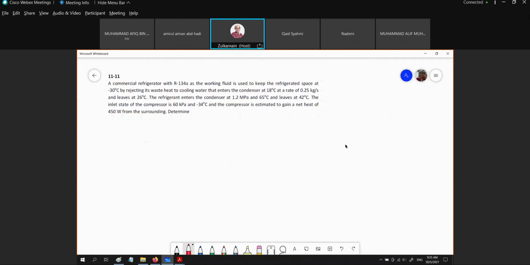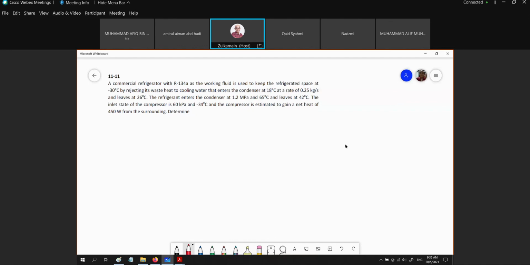A commercial refrigerator with R134A as the working fluid is used to keep the refrigerated space at minus 30 degrees C by rejecting its waste heat to cooling water that enters the condenser at 18 degrees C at a rate of 0.25 kg per second and leaves at 26 degrees C. The refrigerant enters the condenser at 1.2 megapascal and 65 degrees C and leaves at 42 degrees C. The inlet state of the compressor is 60 kPa and minus 34 degrees C, and the compressor is estimated to gain a net heat of 450 W from the surroundings.